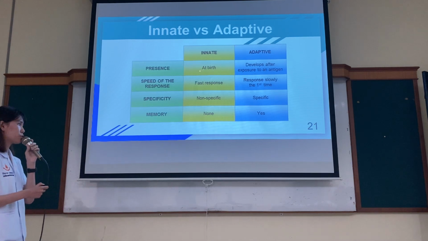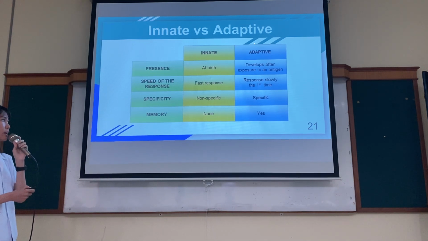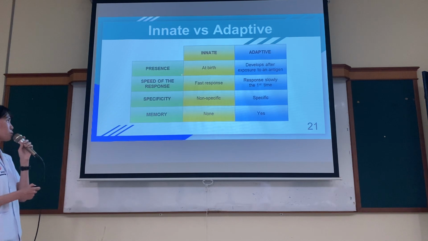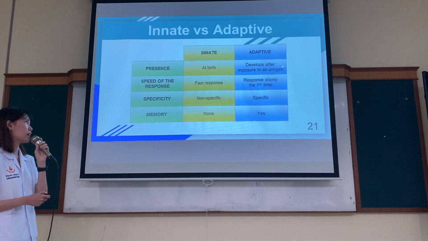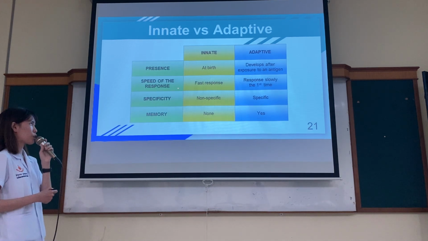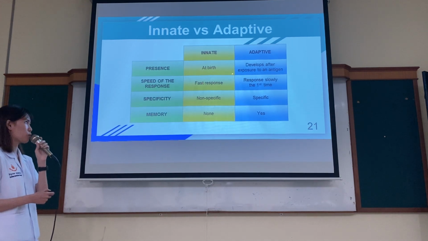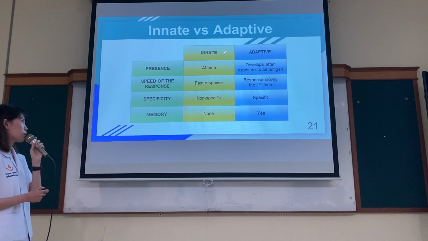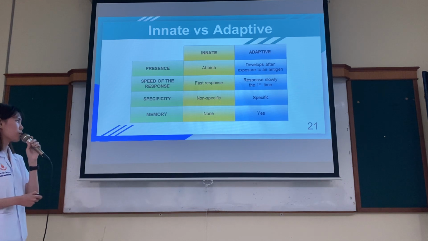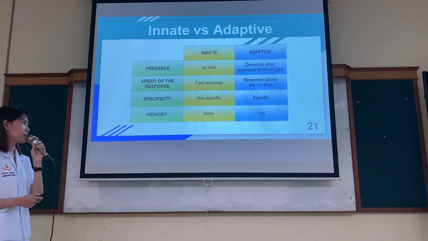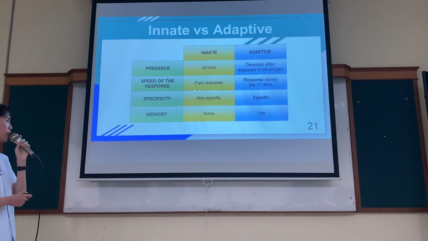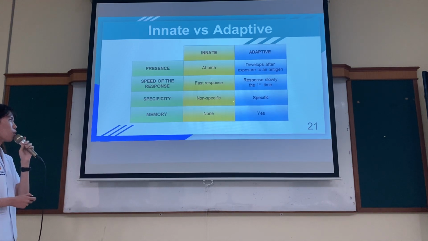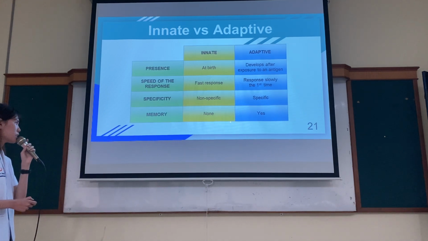The table shows the main differences between innate immunity and adaptive immunity. Innate immunity is present at birth, and adaptive immunity develops after exposure to an antigen. For first response, innate immunity has a fast response while adaptive immunity responds slowly the first time. Innate immunity is non-specific to antigens while adaptive immunity is specific to antigens. And innate immunity doesn't have memory while adaptive immunity does.